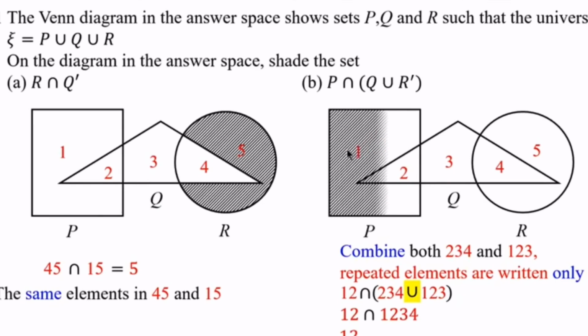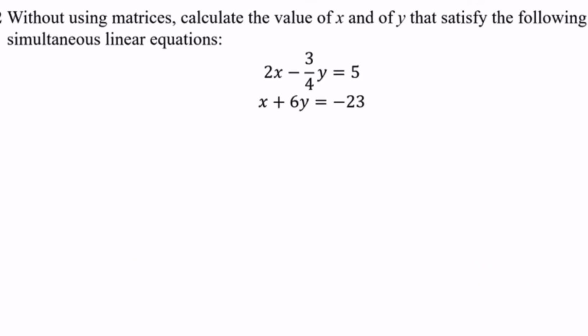And 1 and 2 intersect with 1, 2, 3, 4. So the common elements are 1 and 2. So we will shade 1 and 2 for the answer. For this question, it might come out in your paper 2 for the Form 4 final exam.